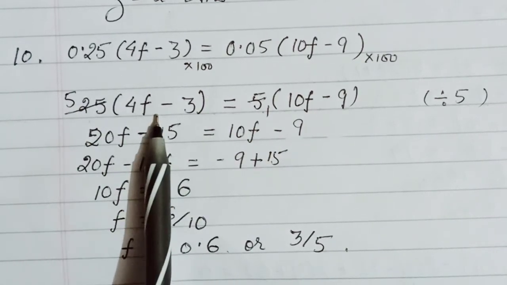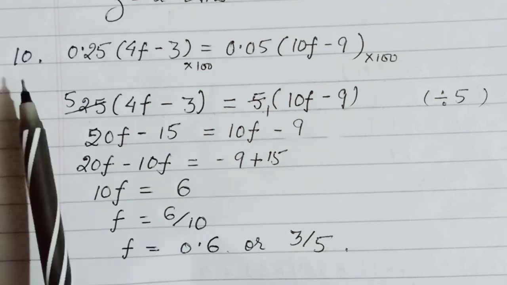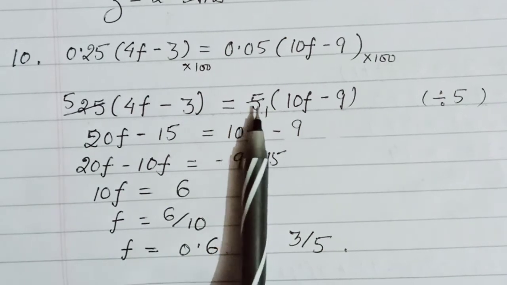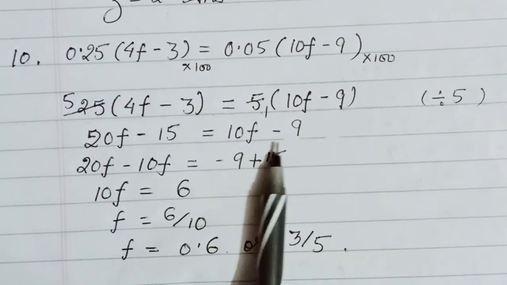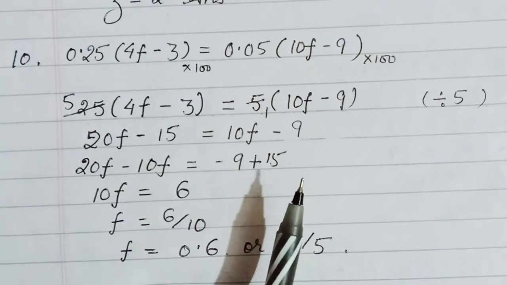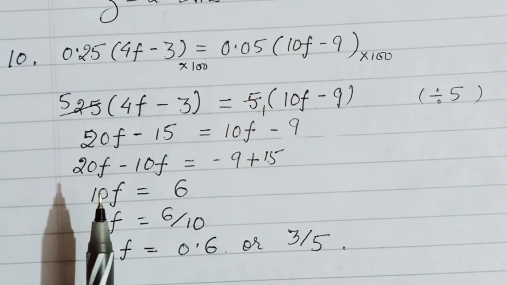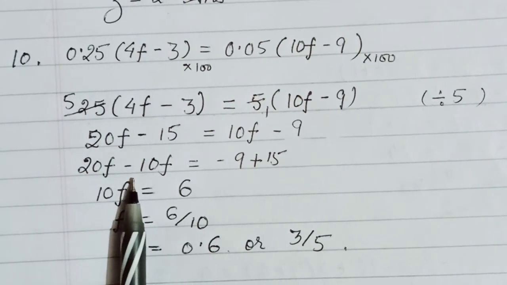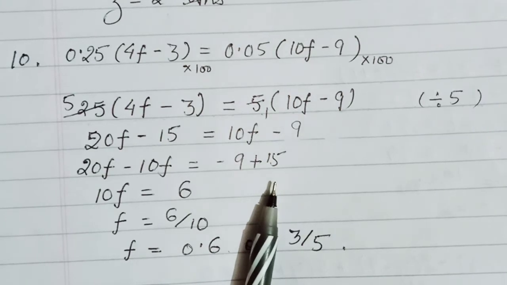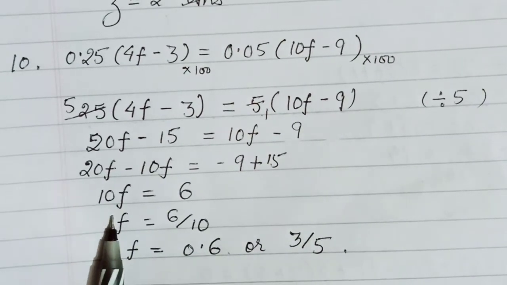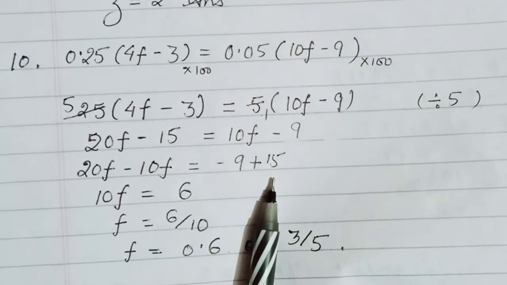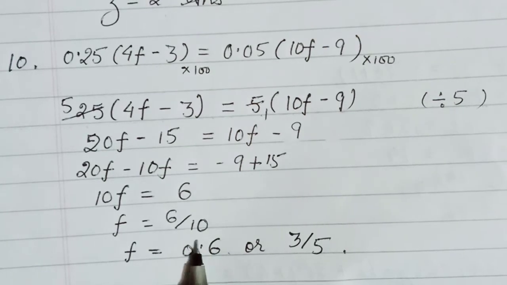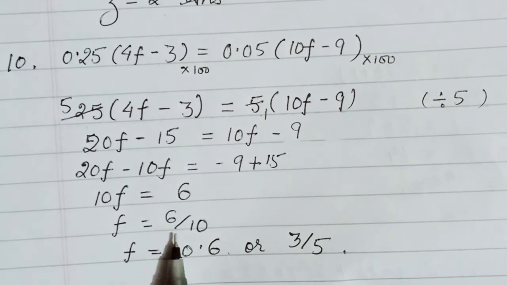So we now simply need to open the bracket, meaning multiply this inside. So 5 4s are 20f minus 5 3s are 15, and here only one was left, so this will come as it is, that is 10f minus 9. Now collecting all the f's on the left and the numbers on the right. So 20f was already there, from the other side 10f will come and become minus. This 15 will go to the other side and become plus 15. So 20 minus 10 gives you 10f, and minus 9 plus 15 is plus 6. Now the 10 will come to the denominator on the right side. So dividing by 10, this is what you get.